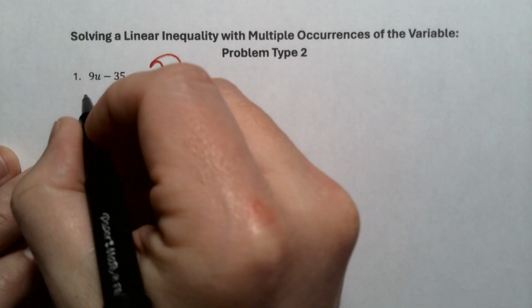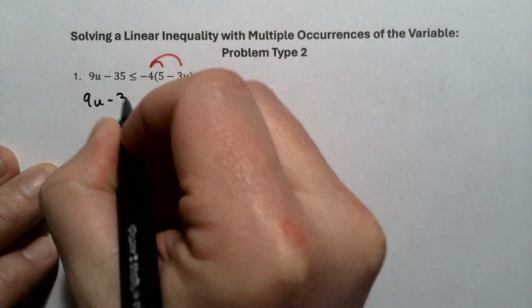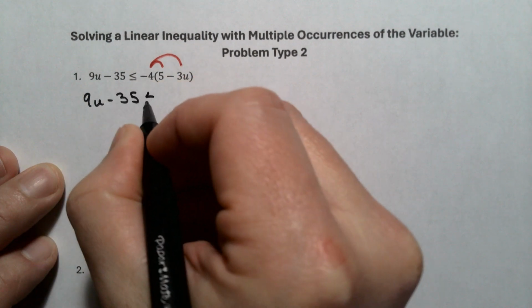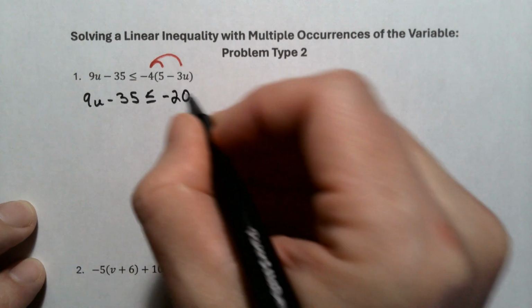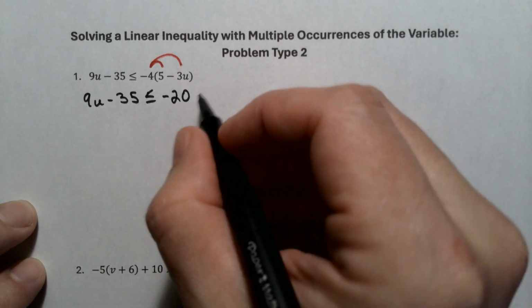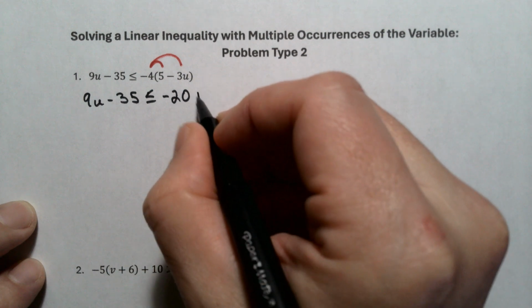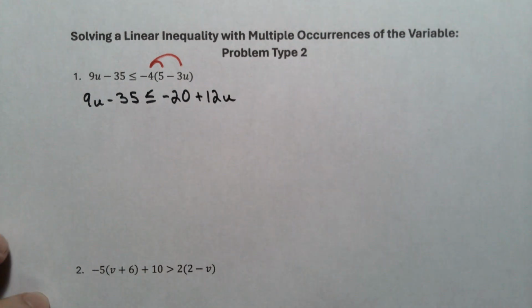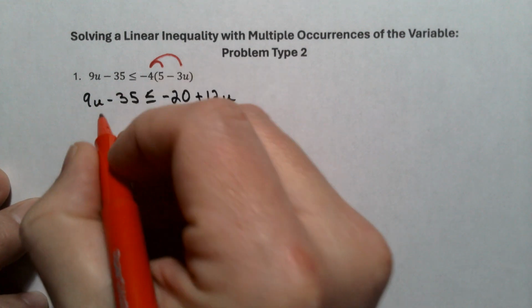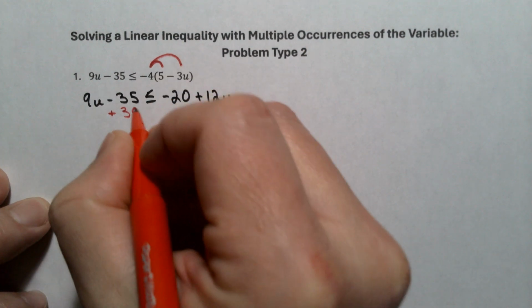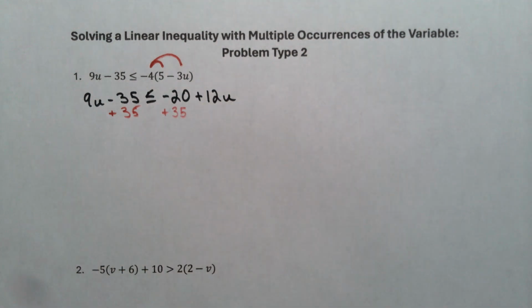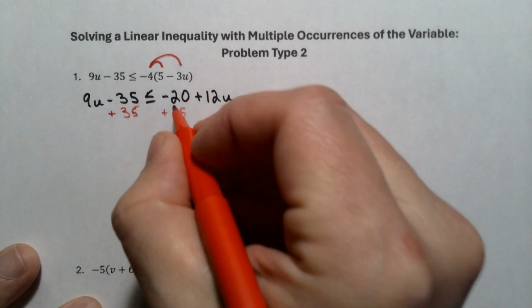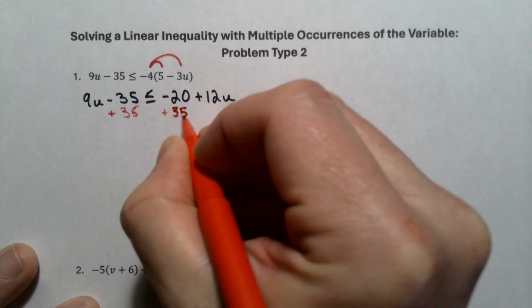So that will leave us with 9u minus 35 on the left side is less than or equal to negative 4 times 5 is negative 20, and negative 4 times negative 3u, and a negative times a negative is a positive, so positive 12u. Next, I'm going to add this 35 to both sides. I am attempting to get all the u's on the left side and all the numbers on the right side.